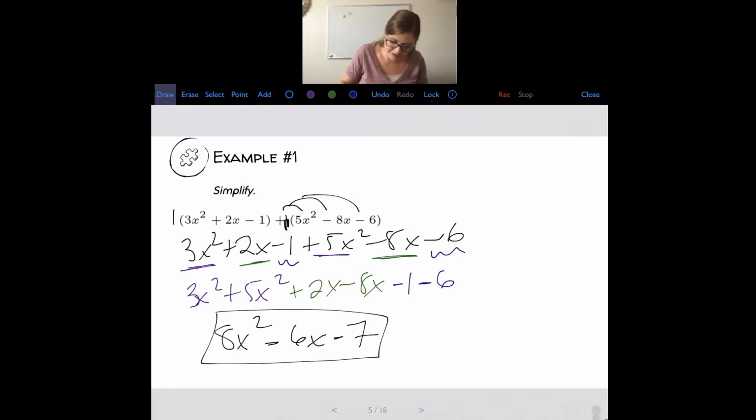Okay, or there's different ways to write this. You could write it as negative 7 minus 6x plus 8x squared. Notice my signs are the same. The 7 is negative, the 6x is negative, and the 8x squared is positive.